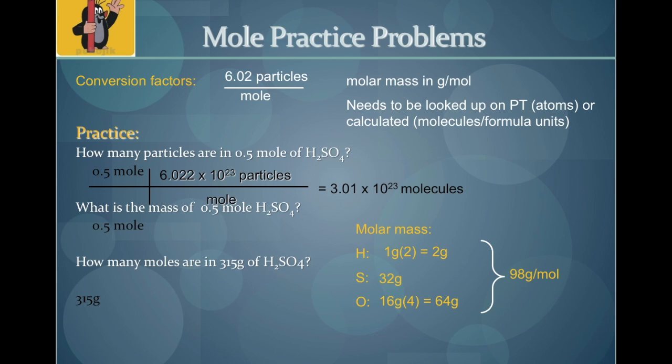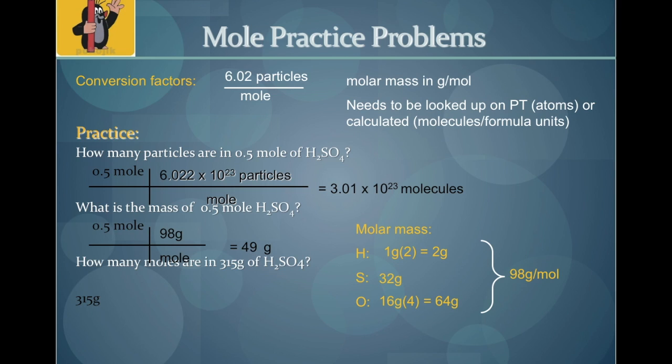So if we had 1 mole, we'd have 98 grams. Here we have 0.5, so it's going to be essentially half of that. So basically, we can write that in there. So 98 grams per mole. And then the moles cancel, and we end up with 49 grams. And again, that's half of 98.